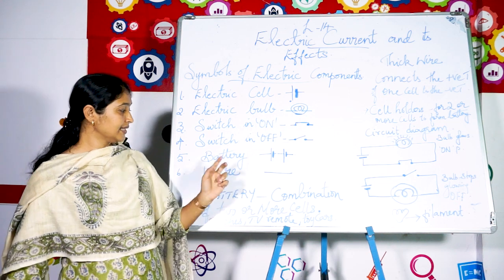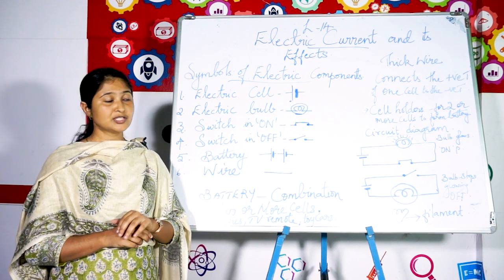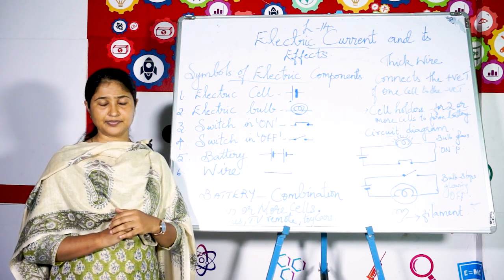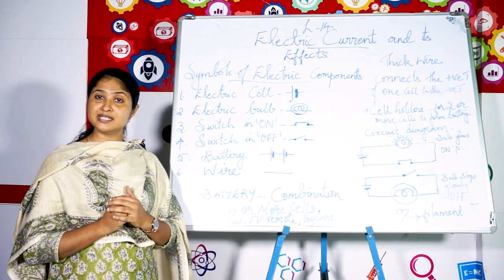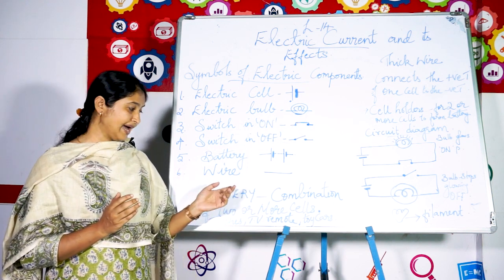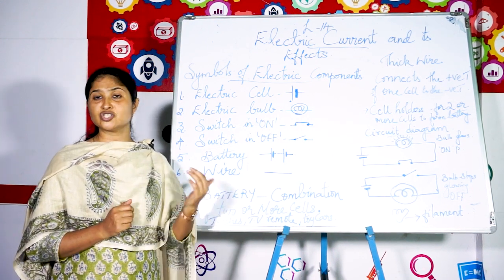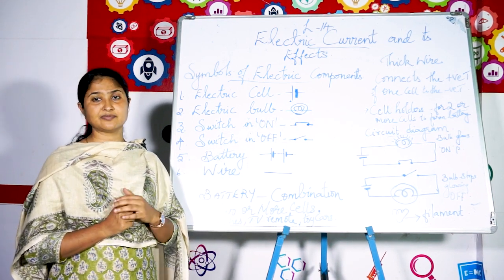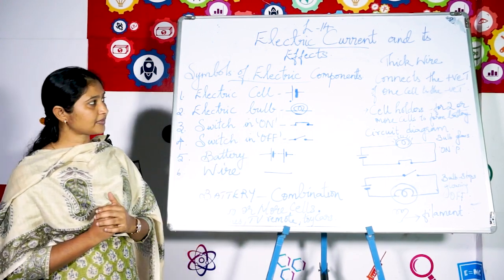That is about the symbols of the electric components. These are the symbols which we will be using to draw a circuit diagram. Next you have to know what a battery is. A battery is a combination of two or more cells. For example, you might have seen batteries in torches, toy cars and TV remote controls.